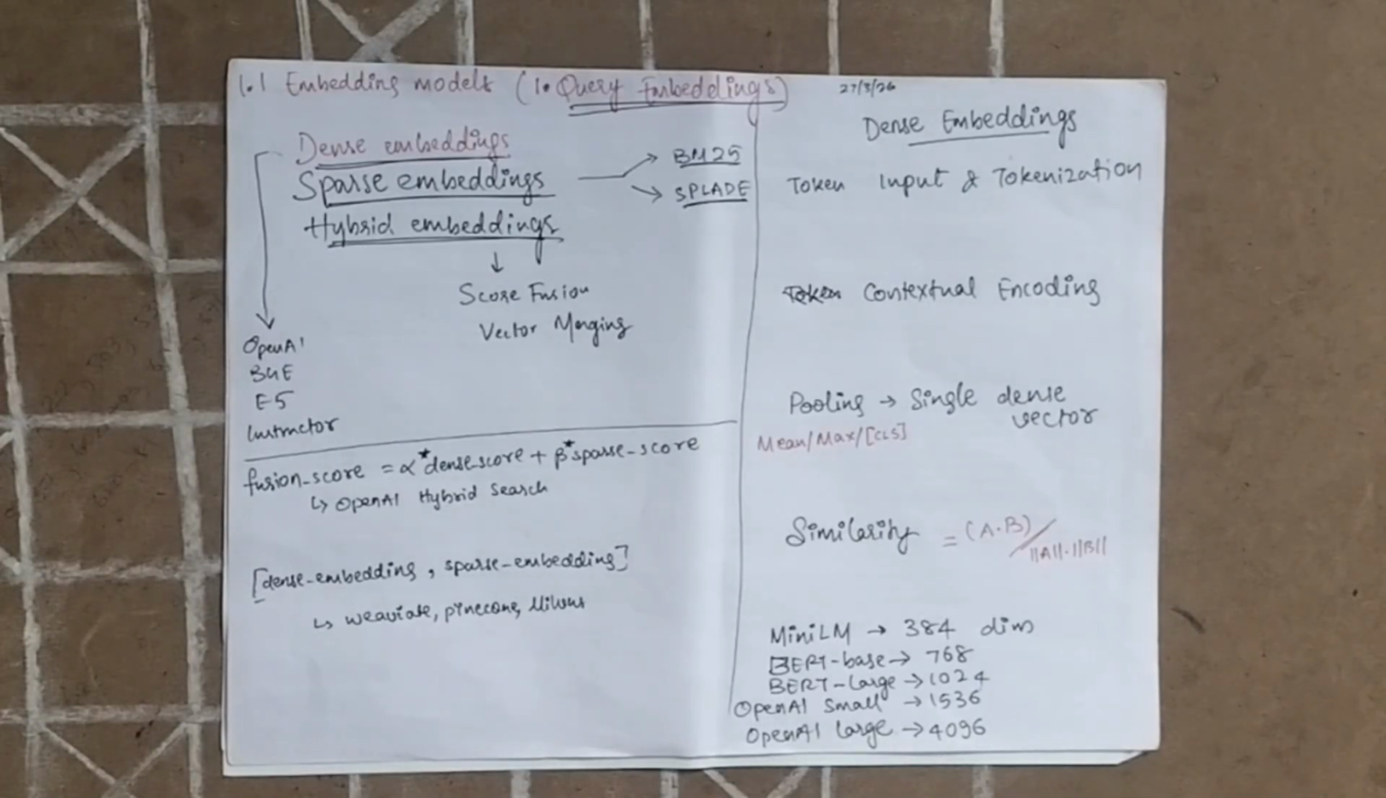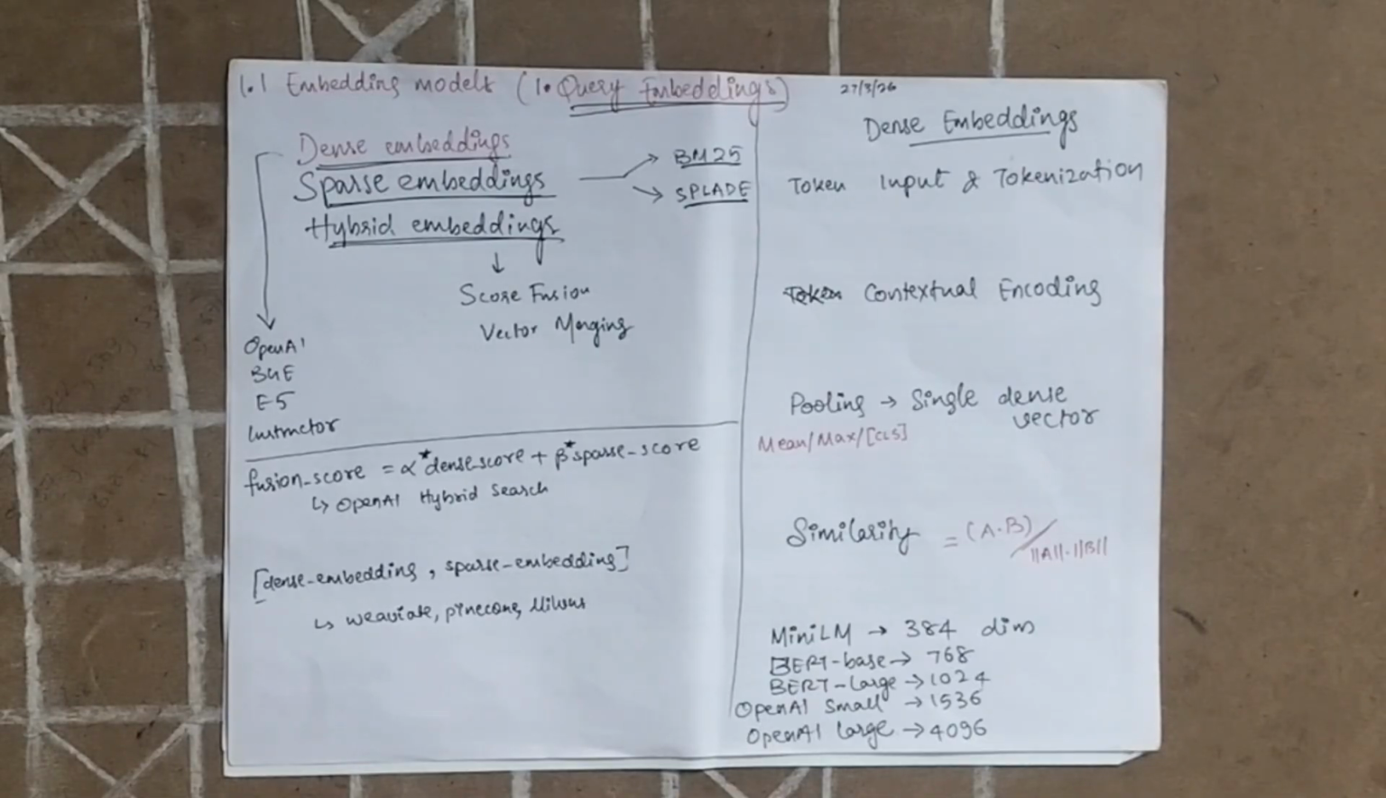So why do we need embeddings? In order to enable semantic search, to match the queries with the document chunks, and to improve the retrieval accuracy. And how many types of embedding models do we have? We have dense embeddings, sparse embeddings, and hybrid embeddings. Dense embeddings capture the semantic meaning. Sparse embeddings capture the keywords; they are based on the actual keywords. And hybrid embedding is just a combination of both, formed using techniques like score fusion and vector merging.